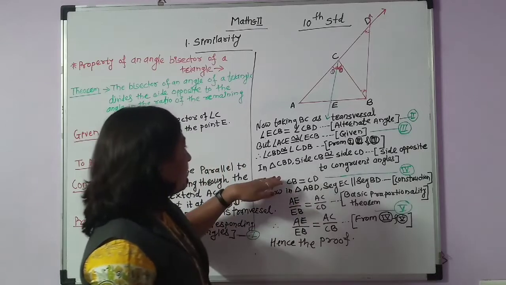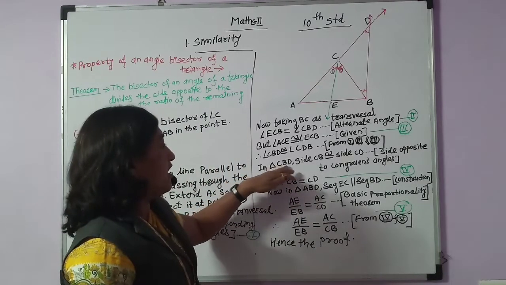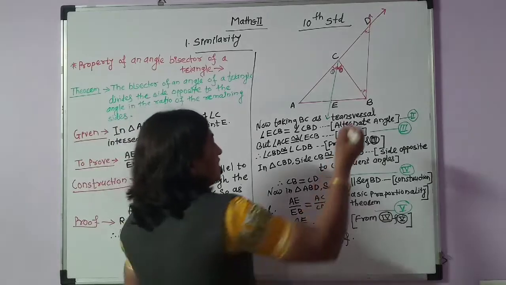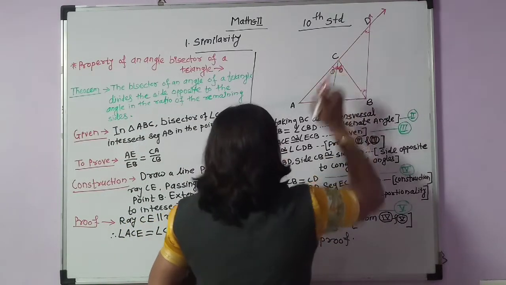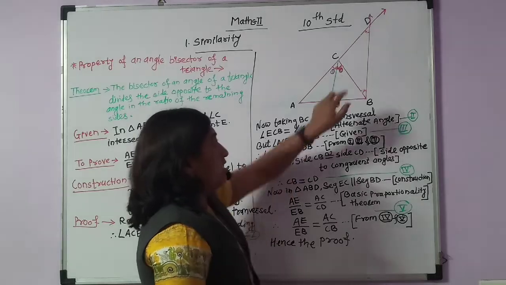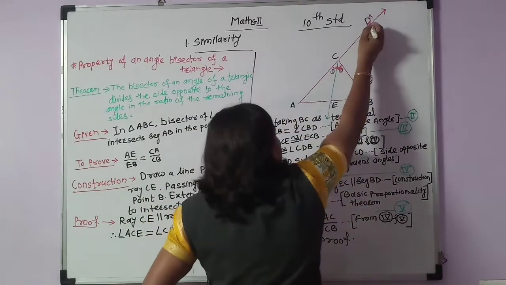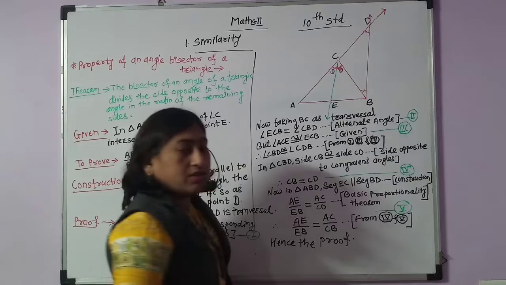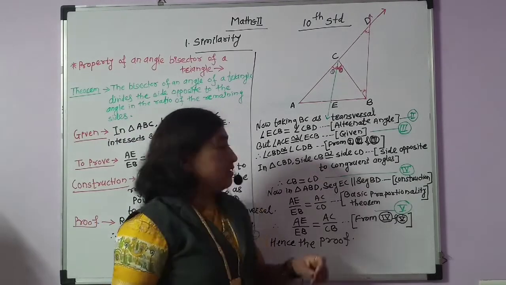Then again, in triangle CBD, see here, in this triangle, side CB is congruent to side CD because the sides are opposite to the congruent angles.